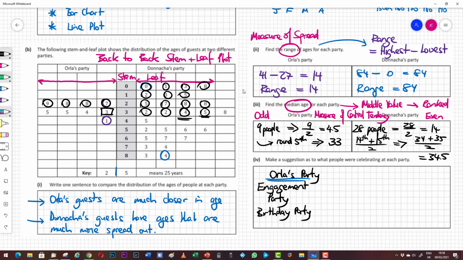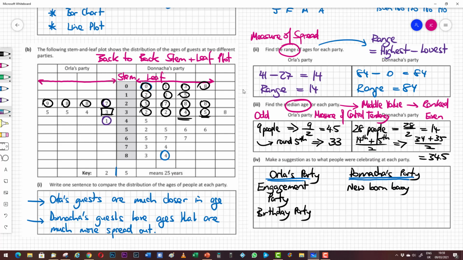Okay, what about Donica's party? What do we think they were celebrating? Well, here we have a range of guests from 0 up to 84. And so this could be a number of things. This could be a party for a newborn baby. So if it was a party for a newborn baby, that would explain the presence of the 0-year-olds. That's the newborn baby. And then, obviously you have their cousins, who are young kids and teenagers. And then you have their aunts and uncles, which might be in the 30s and 40s. And then maybe the grandparents are in the 70s or 80s.